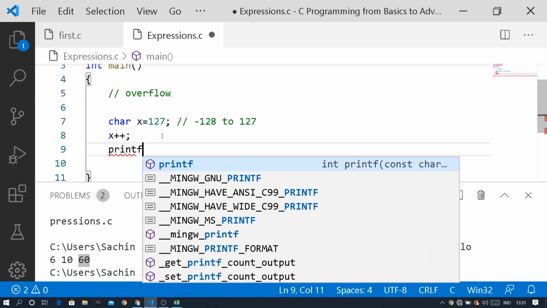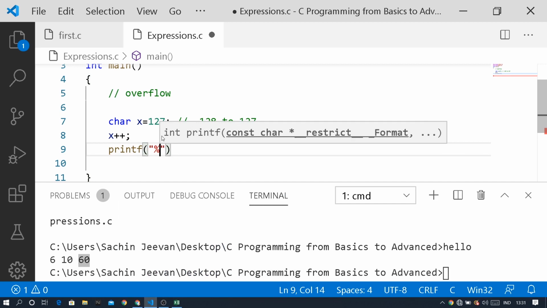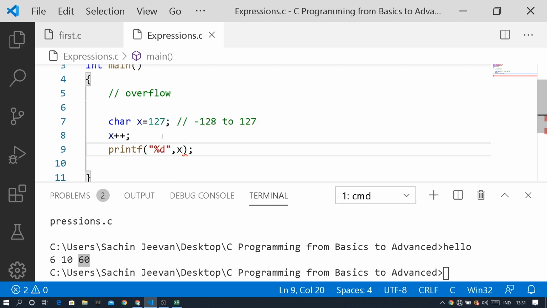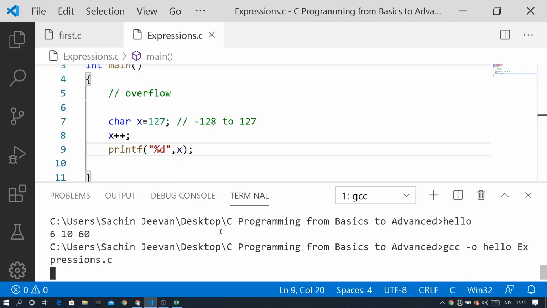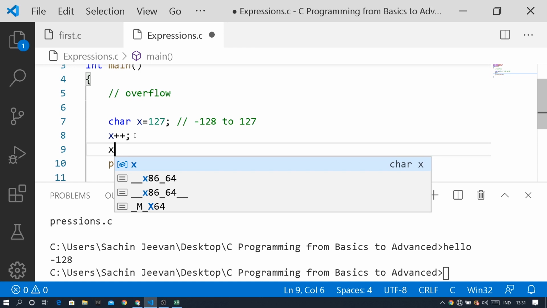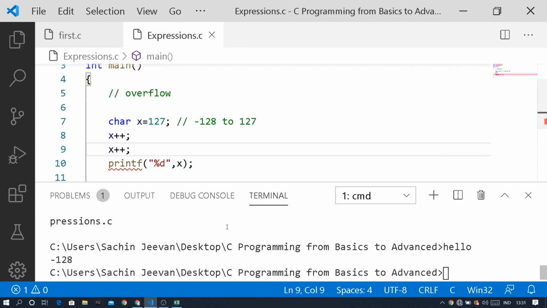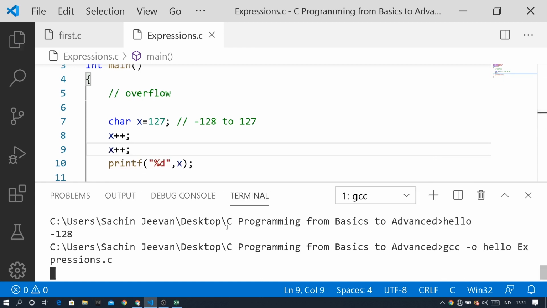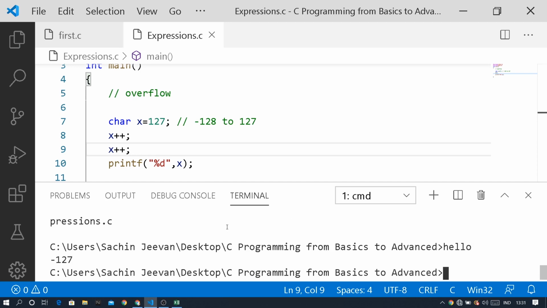Let me print not %c but %d, because I want to know the integer format of the variable. So %d comma x, I will print x. Now I'll compile it and print it. Yes, it is assigned 127. If I increment it, what is happening? It is printing -128. Shall we do one more incrementation here? Yes, x plus plus again. So I'm doing 2 incrementations. Let me compile it. It gives -127. So it is very clearly seen that it is going in a cyclic pattern.